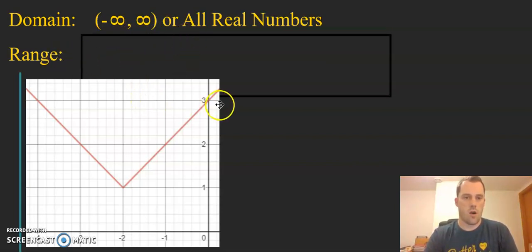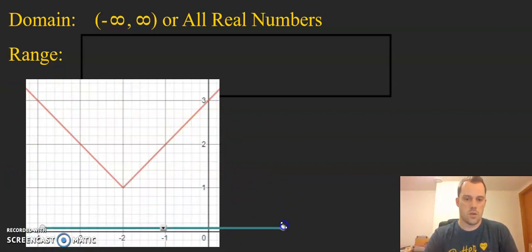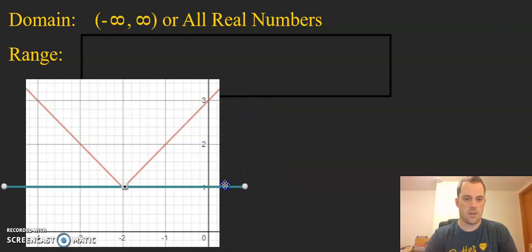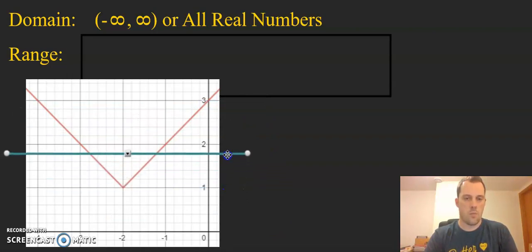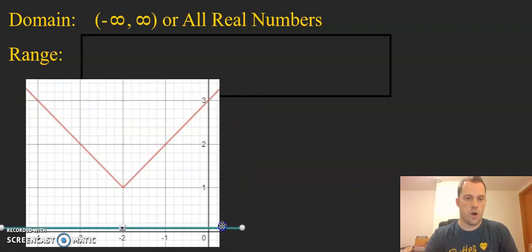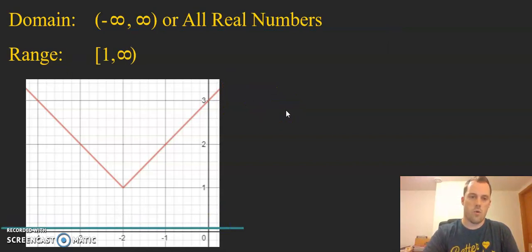The range then, our y values, well, it goes all the way down to a y value of 1, but our graph stops there and doesn't go any lower. But then as we increase, it goes up forever. So for our range, we say that we go from 1 to infinity, and we have to use a bracket for the 1 because that's included in our graph.